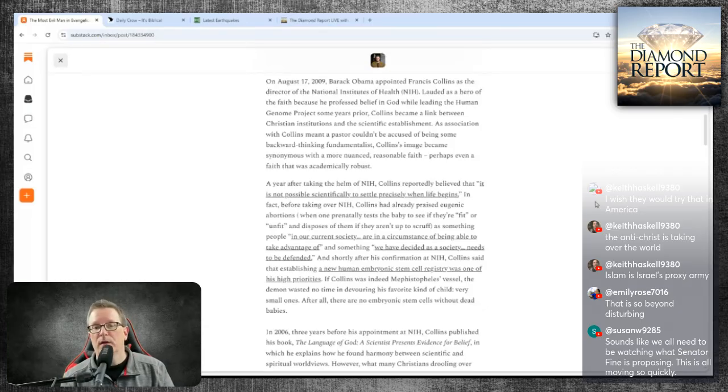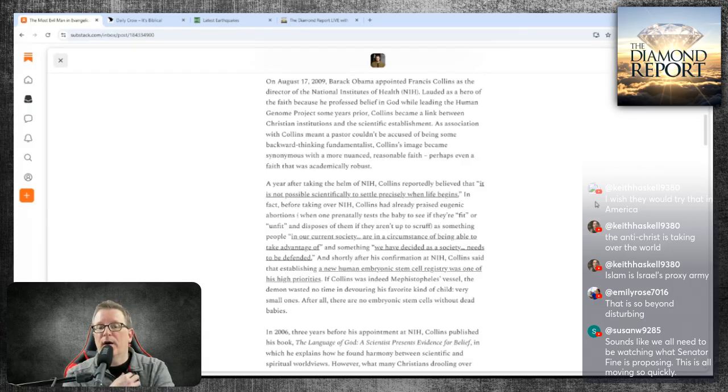On August 17th, 2009, Barack Obama appointed Francis Collins as the director of the National Institutes of Health, lauded as a hero of the faith because he professed belief in God while leading the Human Genome Project. Some years prior, Collins became a link between Christian institutions and the scientific establishment. An association with Collins meant a pastor couldn't be accused of being some backward-thinking fundamentalist. Collins's image became synonymous with a more nuanced, reasonable faith, perhaps even a faith that was academically robust.